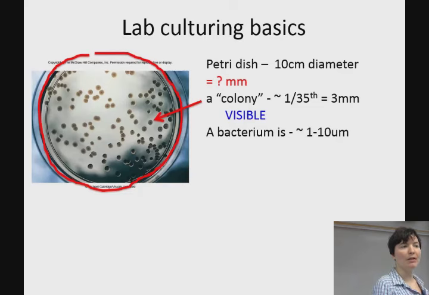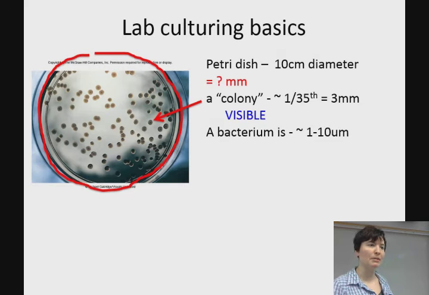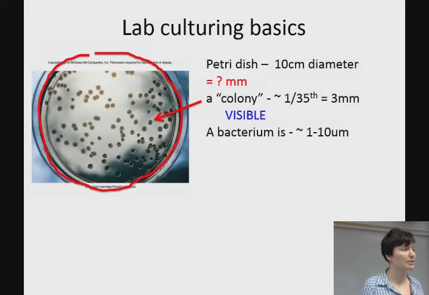Compare, let's say, a 1 millimeter colony to a 1 micron cell. What is the difference in size? Like, what's the sort of scale there? The colony is how much bigger than the cell? 1 millimeter versus 1 micron. What's the difference? Is it 10 times bigger? 100 times bigger? 1,000 times bigger?